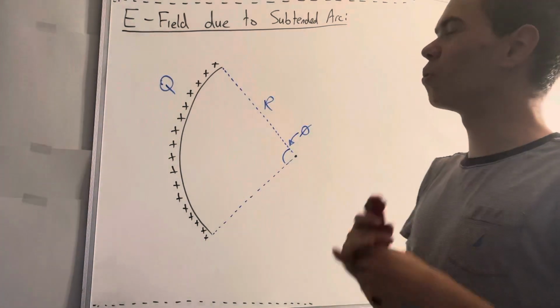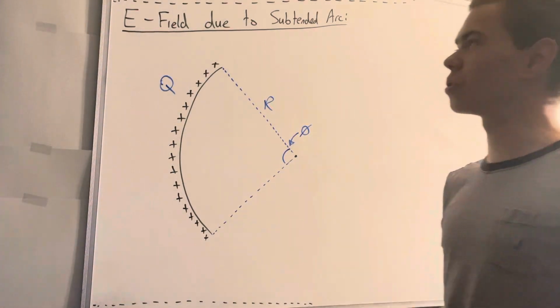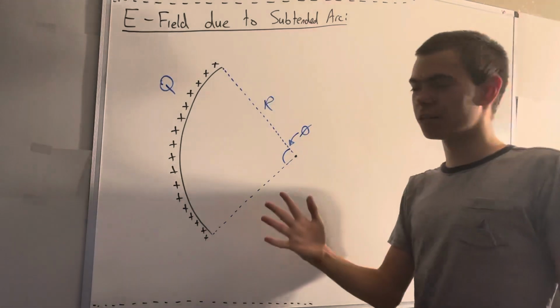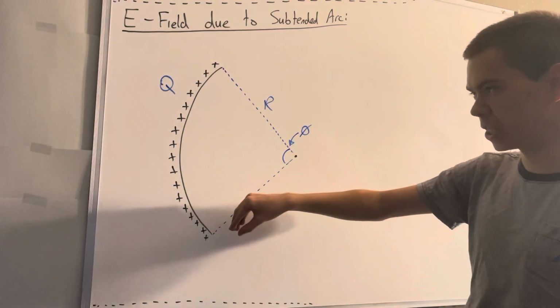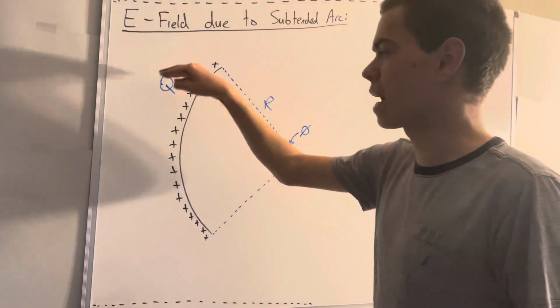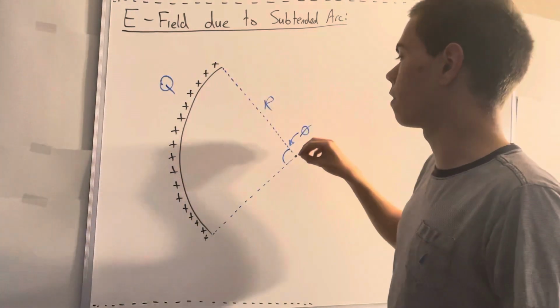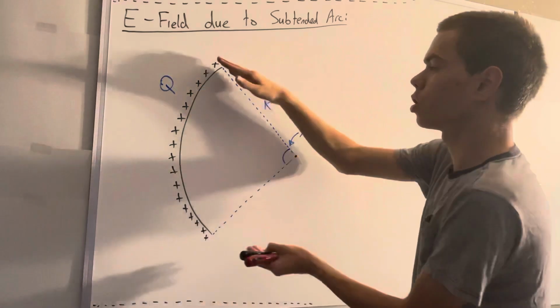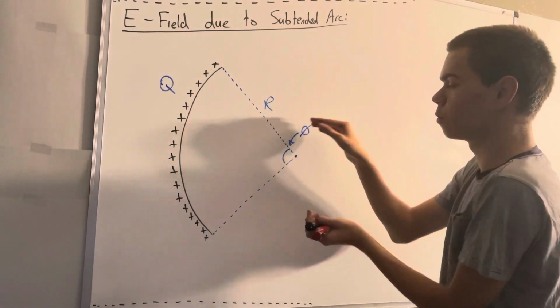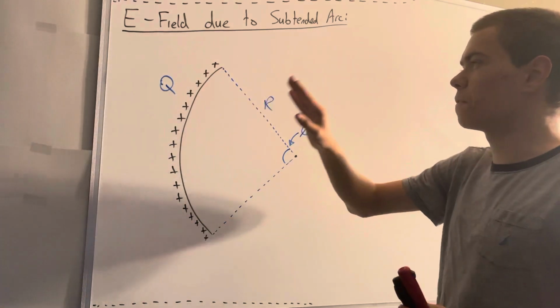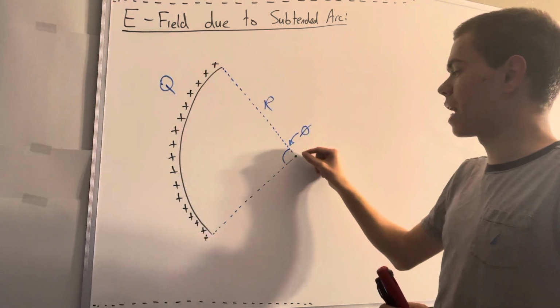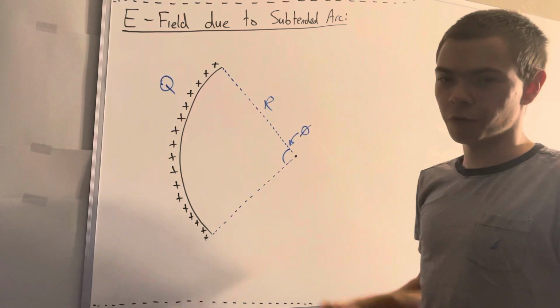In this video, we're going to derive the electric field due to a subtended arc. In this setup, we have an arc of charge, in which the total charge on our arc is capital Q, and has a radius of r. And the angle that this arc forms from its center, we're going to say is an angle phi. So these are the three things that we're given, and our goal is to figure out the electric field at the center of the arc.